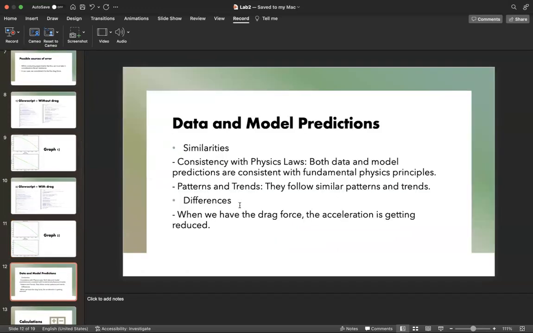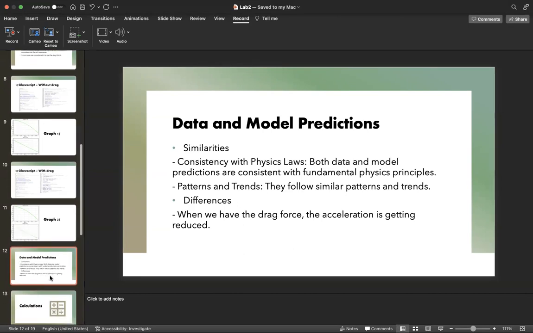For the model prediction, some similarities were that the results are consistent with physics laws. Both data and model prediction are consistent with fundamental physics principles. They follow similar patterns and trends. The only difference was that when we have the drag force, the acceleration is slowly reduced.